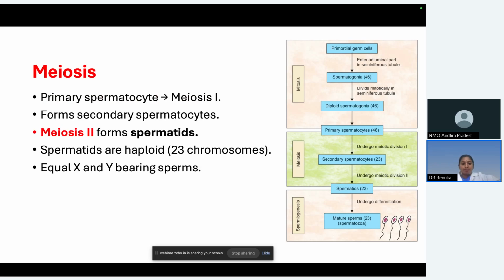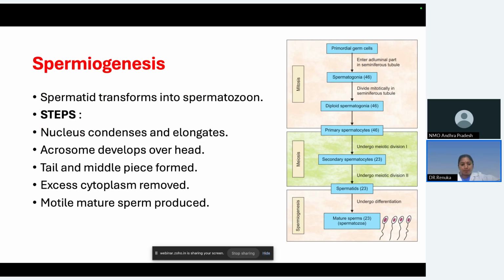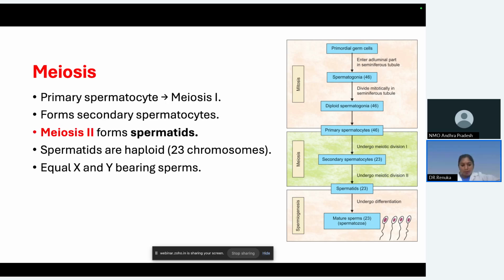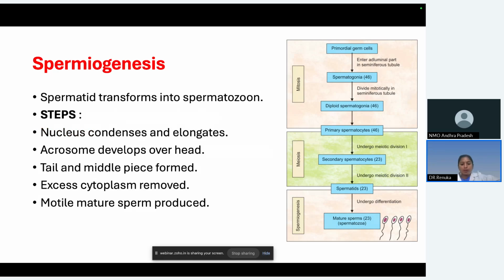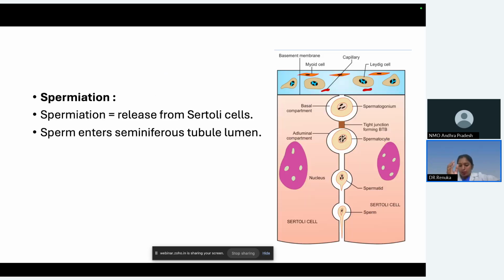And then spermiogenesis. The spermatid converts into the mature spermatozoa. We have read that the nucleus condenses and elongates, the excess cytoplasm goes away, the acrosome is developed around the head, and the tail and the middle piece are formed. A motile sperm is produced. Spermiation: the mature sperm is released into the seminiferous tubule from the Sertoli cell.